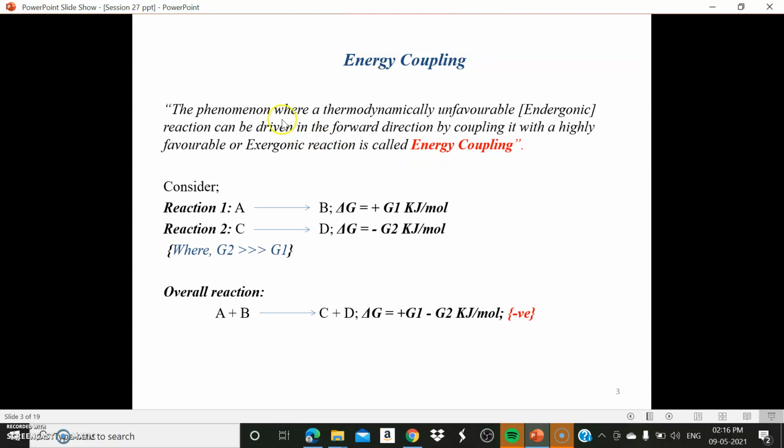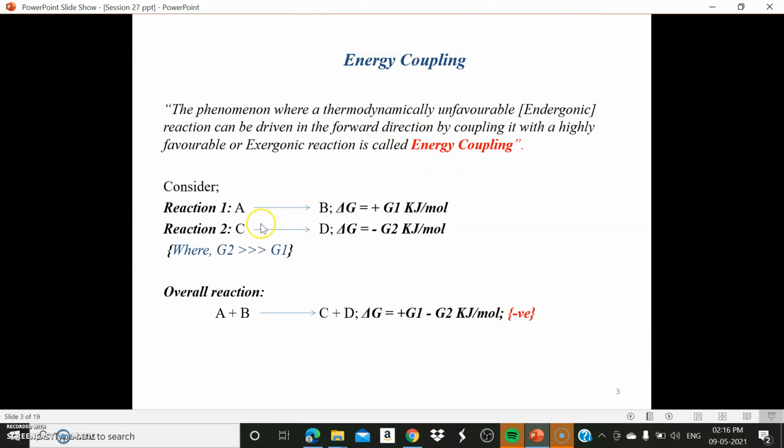Now, the phenomenon where a thermodynamically not favorable reaction, that is an endergonic reaction, can be driven in the forward direction, meaning it can be enabled to take place by coupling with a highly favorable or exergonic reaction, is known as energy coupling reaction. Or in other words, a thermodynamically not favorable reaction is made a thermodynamically favorable reaction by coupling with some other reaction, which is known as energy coupling reaction.